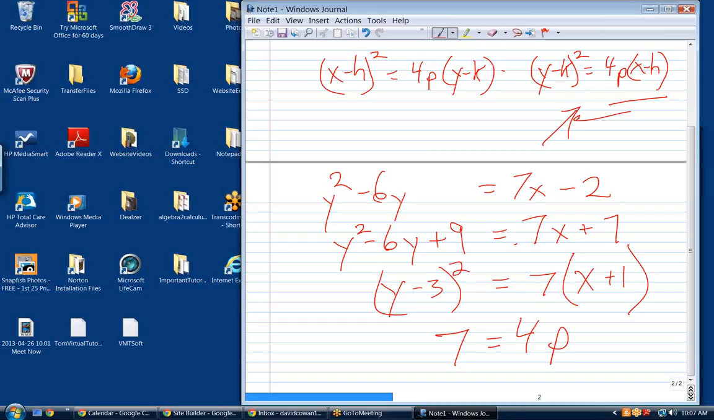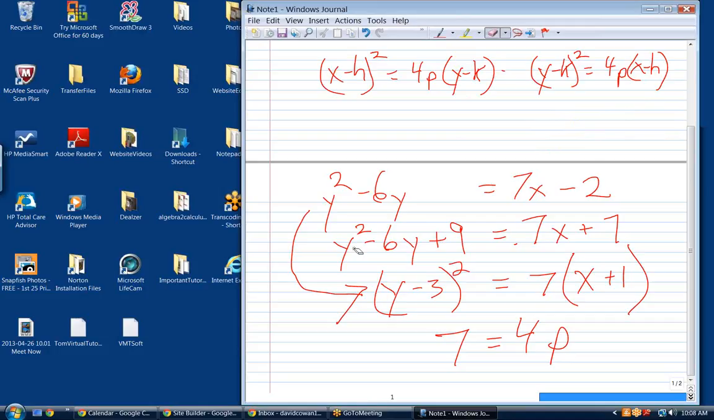Yeah, and you want to be careful about skipping any of these steps, because if you went straight from here to here, you might forget to add that 9 to the right side. All right. Do you have others like this? Or I presume you're into conic sections, so you're doing circles and ellipses and everything?